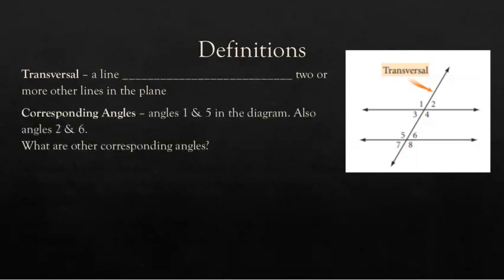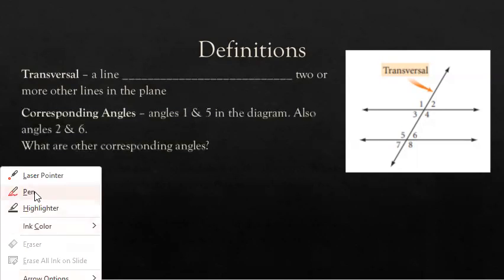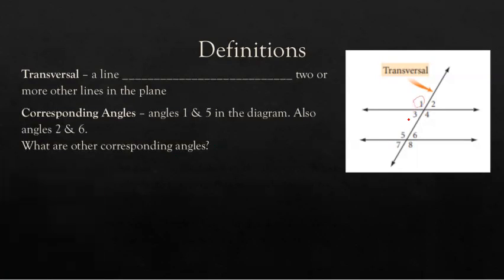Corresponding angles. That would be angle 1 and 5 in our picture. So 1 and 5 are corresponding angles. Another set of corresponding angles would be 2 and 6. Can you find two other sets of corresponding angles? Hopefully you said 3 and 7 and 4 and 8.